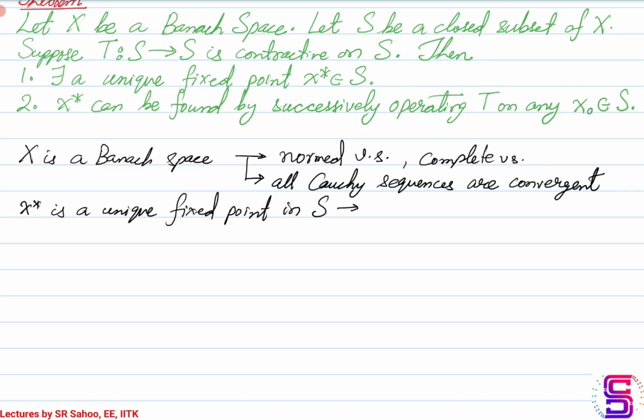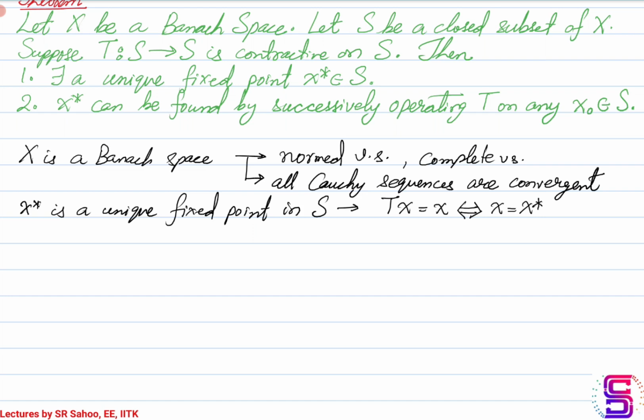So this essentially indicates that if you take a point x in S, and if T acting on x gives you back x, then this is possible if and only if x is nothing but x star itself. This indicates that it's the only fixed point in the set S.